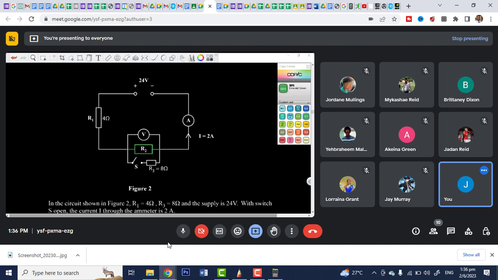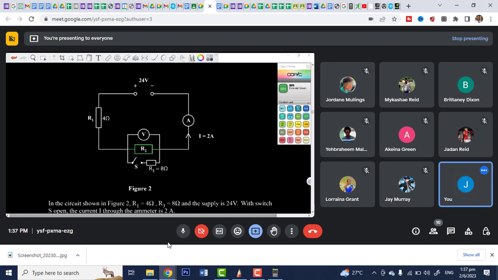Alright, hold on a second, Jaden. Jordan, how much current is flowing through R3? No, that's the resistance. How much current is flowing through R3? 8 ohms. Alright, we're gonna come back. Say about 12 volts, sir. 12 volts. Alright, we're gonna come back to that.